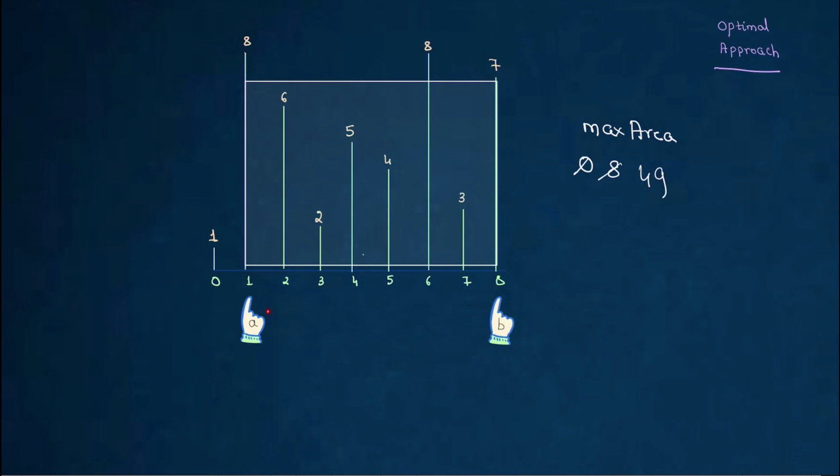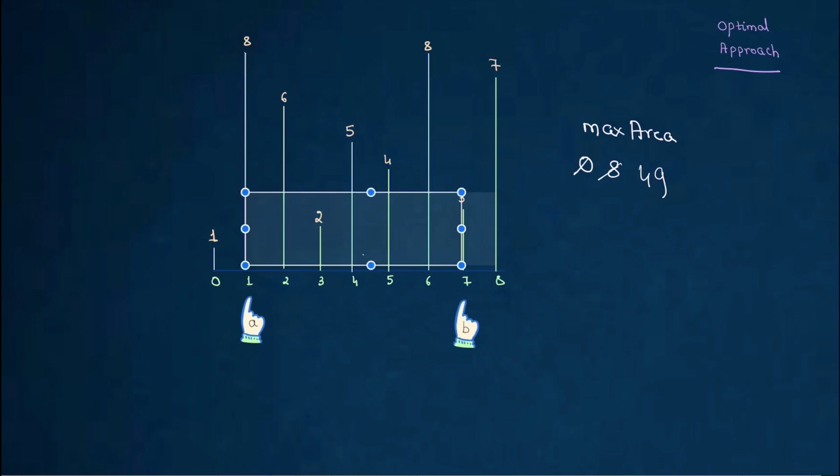Now which pointer should we update? Should we move A to the right or B to the left? So the height of A is 8 and the height of B is 7. So B is less. We don't want to move our highest pointer. So let's move our B pointer to the left. And what's the area we are going to get now? We are going to get this part, the white color part here, and we'll calculate the new area.